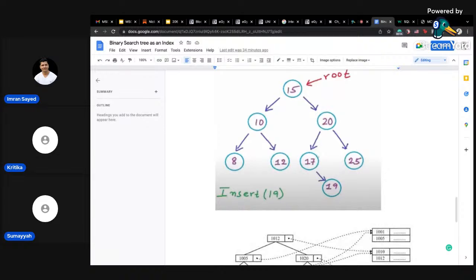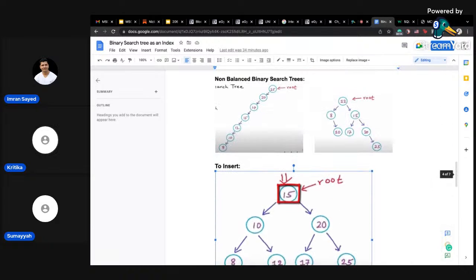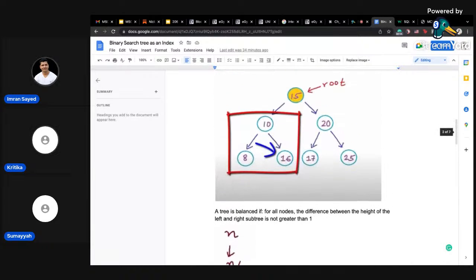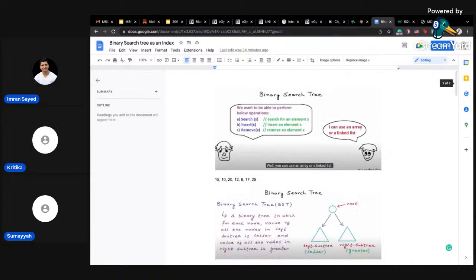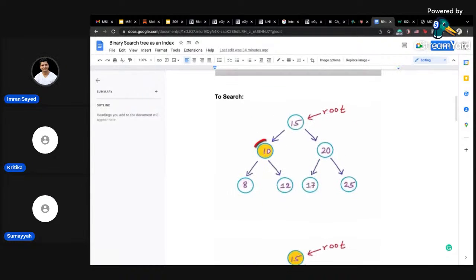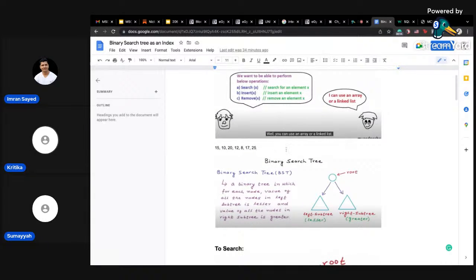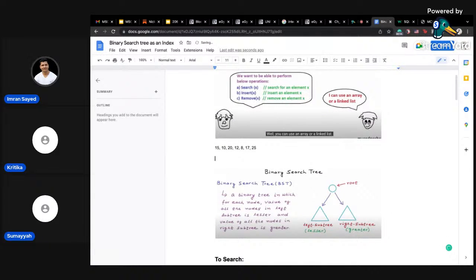Okay. Yes. Can you create a binary tree and show? So let's say go on top, where there is a list of numbers. Yeah, you have the 15, 10, 20, right? Yes. So my question is, are you always going to consider the first number as the root number?